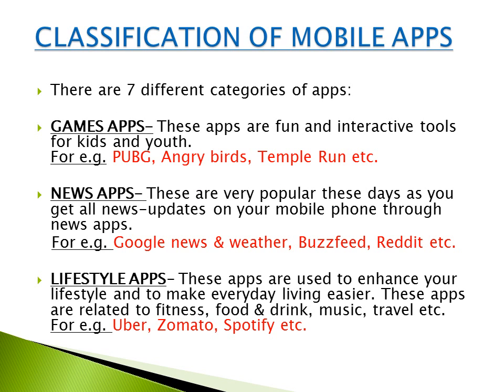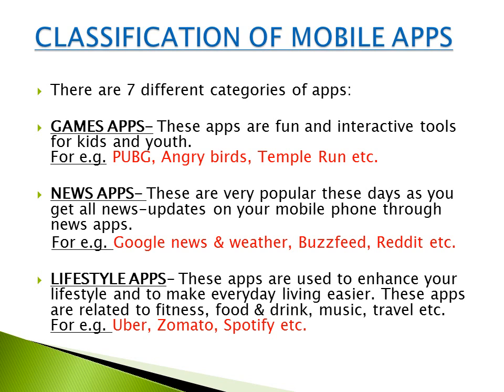Next is classification of mobile apps. There are 7 different categories of apps. First is games apps. These apps are fun and interactive tool for kids and youth. For example, PUBG, Angry Birds, Temple Run, etc. You must be using PUBG, it is the most played game nowadays.